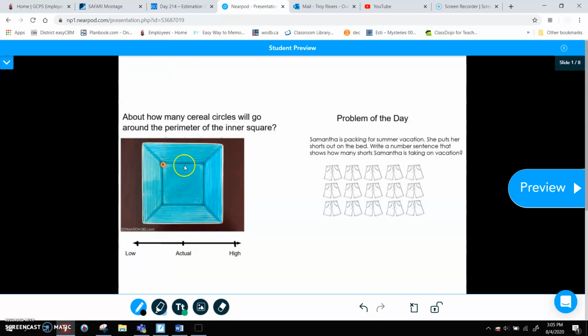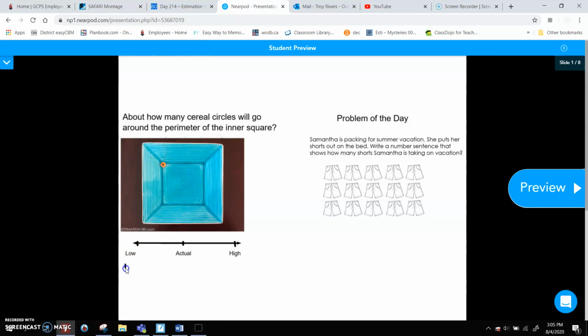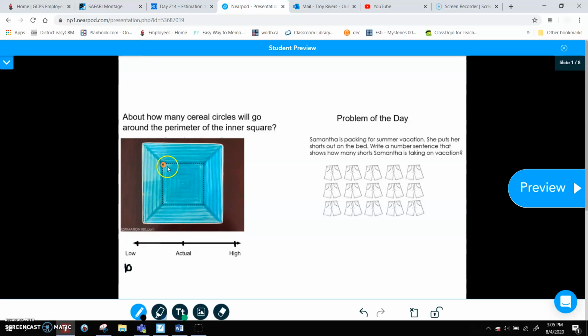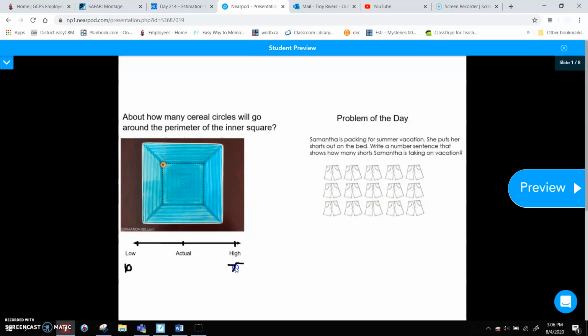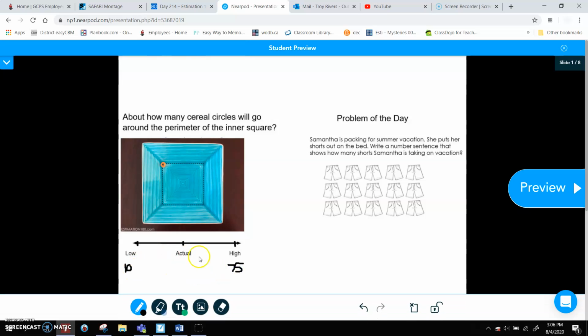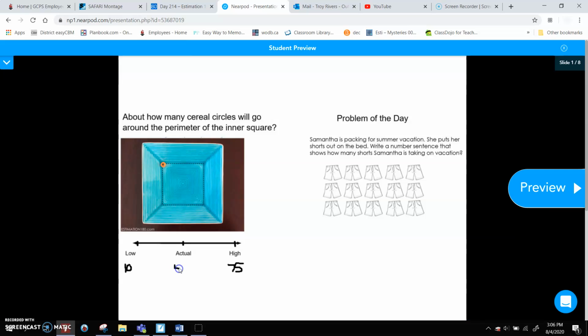I'm going to estimate that maybe just one side has about 10 pieces of cereal, so I'm going to have a low estimate of 10. I'm not going to just say 1 because that's not really reasonable. I know that it's going to be more than 1, but I still know that it's going to be more than 10 just based on this picture. So since I'm thinking it's going to be about 10 per side, I'm going to have a high estimate. If there was 10 per side, that'd be 10, 20, 30, 40. So maybe I would have a high estimate of about 75, and then my actual estimate needs to be somewhere in the middle. So I'm going to say about somewhere around 40 is going to be my estimate. So this is what I'm thinking it's going to be.